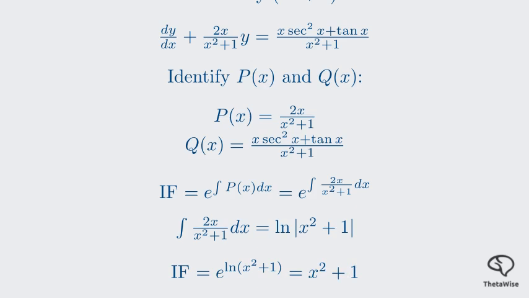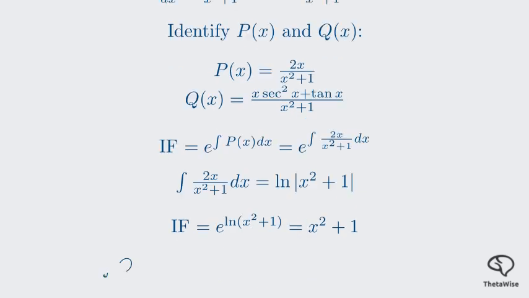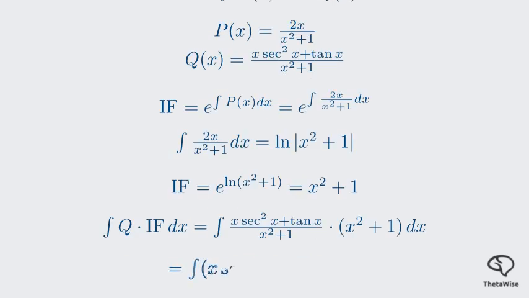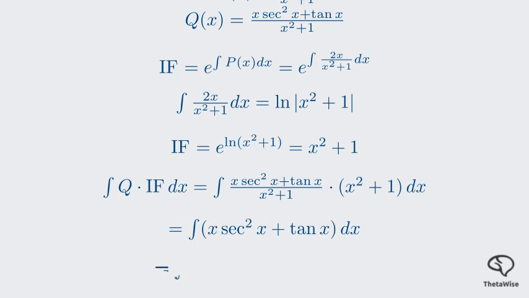Step 3. Integrate q of x times the integrating factor. We need to calculate the integral of q times IF. Let's substitute our expressions. q is the fraction we found, and IF is x squared plus 1. Notice what happens. The x squared plus 1 in the denominator of q cancels with the integrating factor. This leaves us with a much simpler integral, the integral of x secant squared x plus tangent x. We can split this into two separate integrals, the integral of x secant squared x and the integral of tangent x. Let's work on the first one, the integral of x secant squared x.